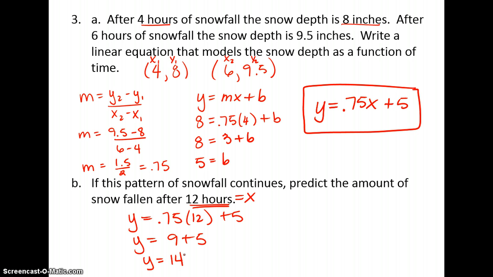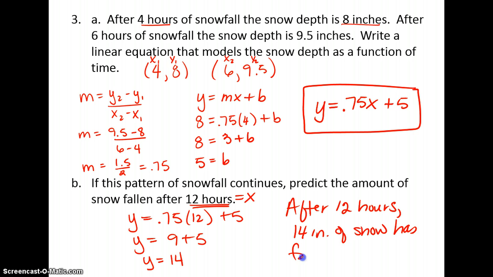Now, answer the question. After 12 hours, 14 inches of snow has fallen. And you know what that means. That means snow days. Woo woo. That probably gets us at least 2 snow days, so maybe that'll happen this year.